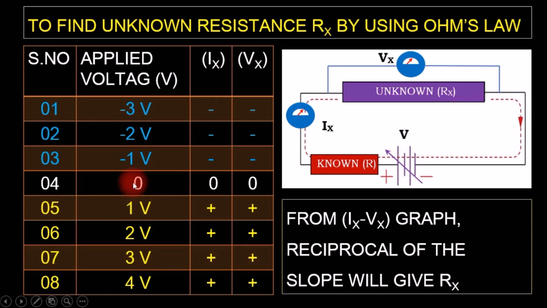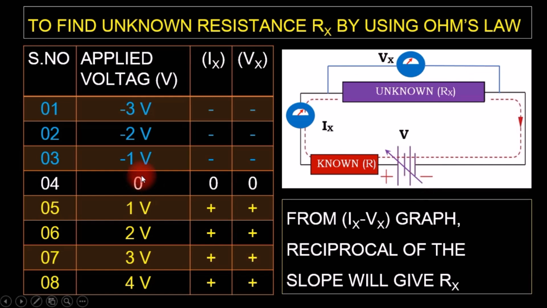Initially, you will set the voltage to 0. Then you will slightly increase to 1 volt, 2 volt, 3 volt, 4 volt, and so on. That is why in the circuit, the battery has been made adjustable, and this is the symbol for adjustable battery.